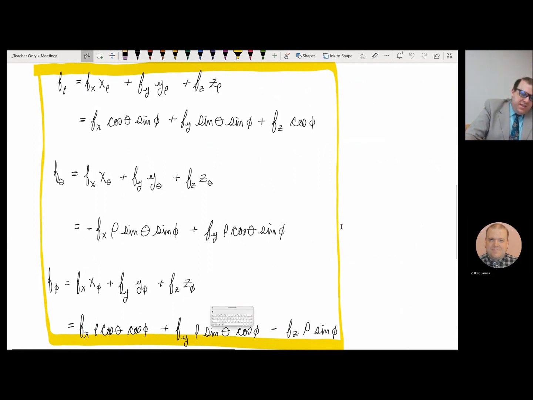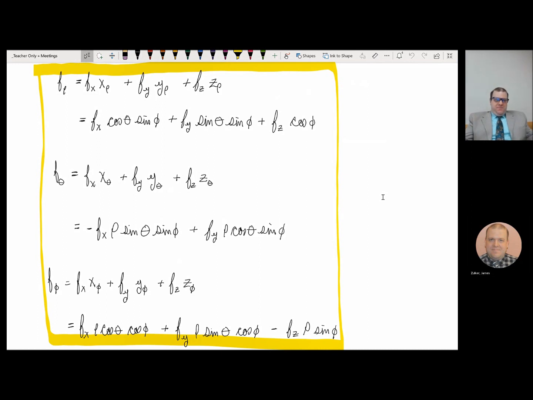So these would be, if you're given a function in rectangular and asked to find the spherical partials, there's your formulas. There's only one additional thing you would need to do. If you take the partial with respect to x, the partial is going to be a function of x, y, and z. You just have to convert that to spherical.